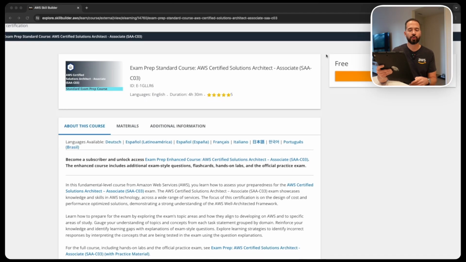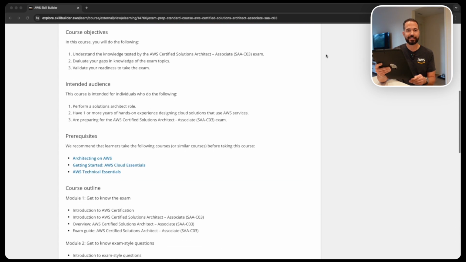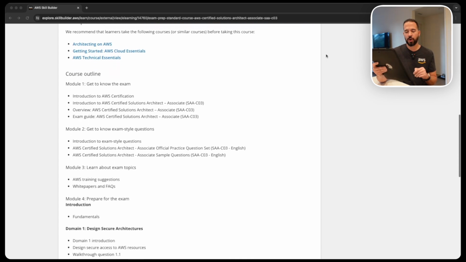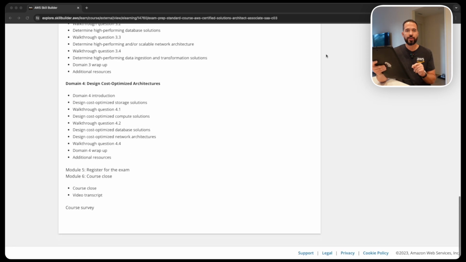It's divided into 4 modules. The first module covers getting to know the exam. The second module is getting to know those exam style questions. Module 3 is going to focus on learning more about the exam topics. And module 4 is where you get into the meat and potatoes of preparation. You're going to go over all 4 domains of the Solution Architect Associate exam, which includes designing secure architectures, designing resilient architectures, designing high-performing architectures, and designing cost-optimized architectures. That exam prep course also covers how to register for the exam.